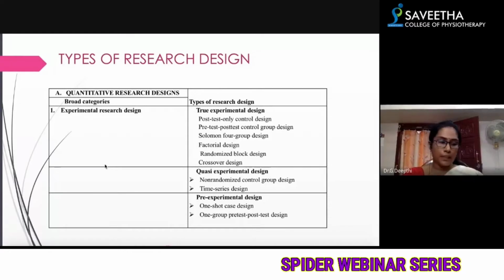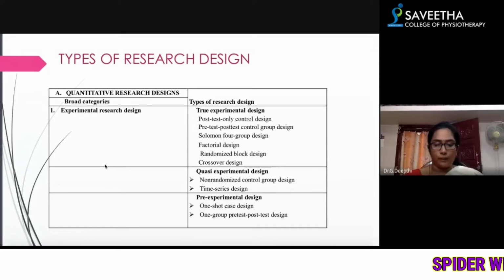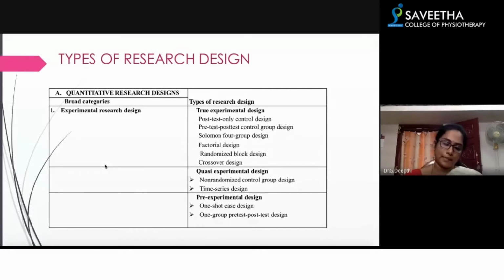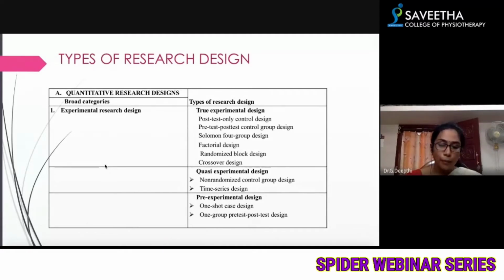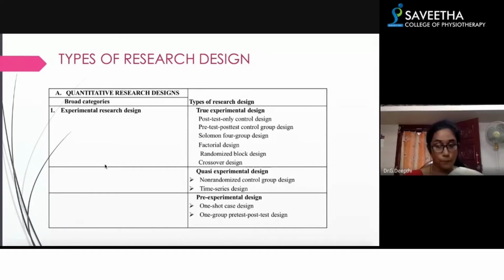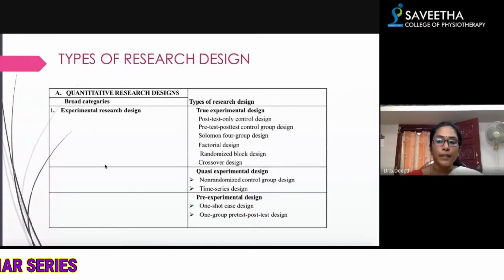In the experimental research design, when you say experiment, you are going to give some treatment and experiment on it, to see whether it's effective or not. The experimental research design is based on three things. The basics are manipulation, randomization, and control. In the experimental research design, you manipulate the independent variable. Manipulating the independent variable means, suppose you are giving ultrasound, you choose the pulse mode for one group and the continuous mode for another group. That is manipulating the independent variable.